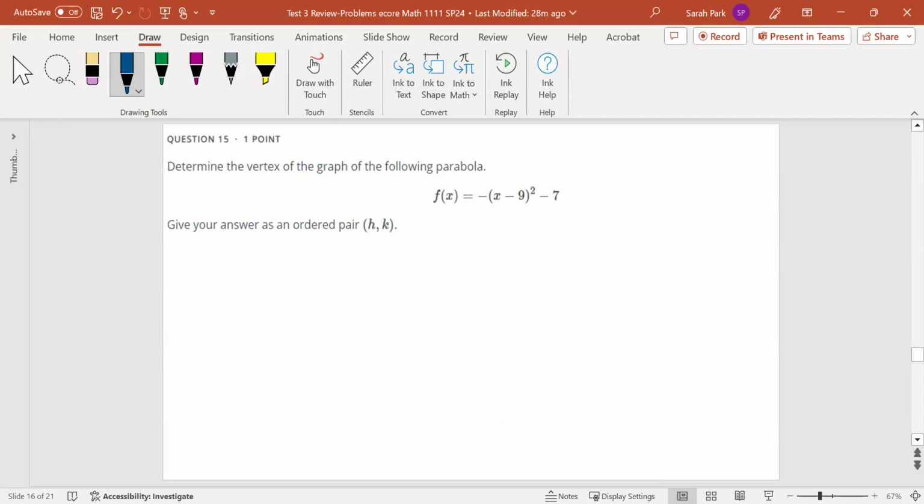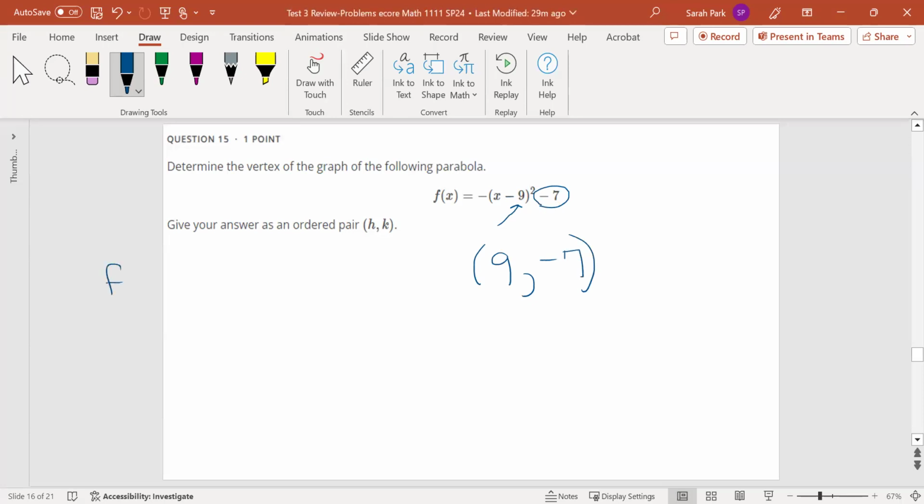15, determine the vertex of the graph of the following parabola, negative x minus 9 squared minus 7. And so to determine that, when it's in this form, you take the opposite of the minus 9. So the x value is going to be positive 9. And then the y value you take as is, minus 7.